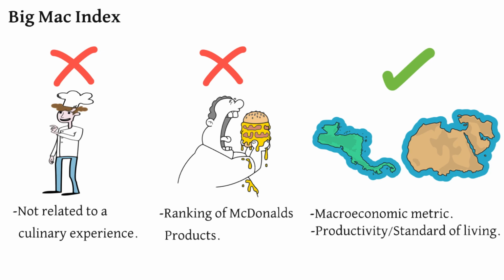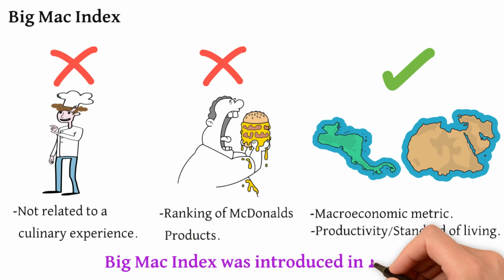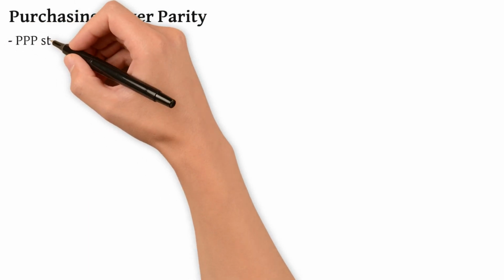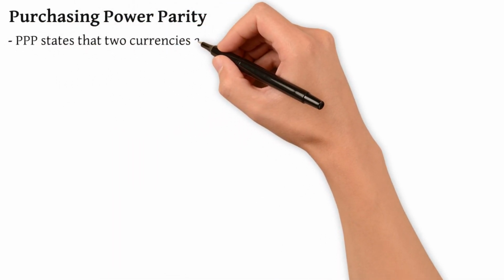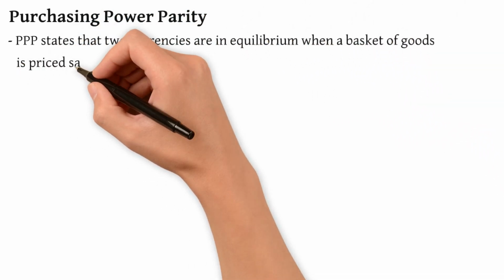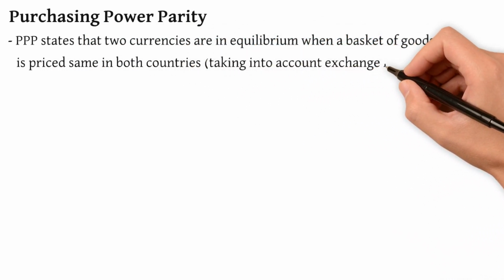So let's get to the meat of it. The Big Mac Index was introduced by The Economist in 1986 as a humorous illustration of purchasing power parity. Purchasing power parity, or PPP, states that two currencies are in equilibrium when a basket of goods is priced the same in both countries, taking into account exchange rates.